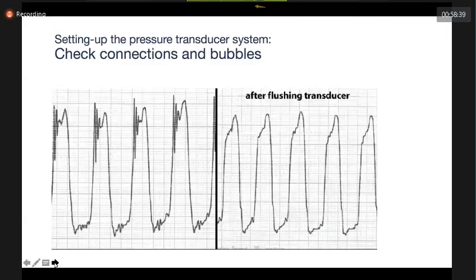So in case of setting up a transducer system, you need to check the connectors and bubbles. Here you can see a trace with bubbles causing more artifacts. You have many artifacts, so your pressure is going to be somewhat highly sensed by the monitor, which will give you the pressure. That's the reason manual recording is very important. Manual calculation is important. After flushing, you can see the left ventricular pressure becoming better here.